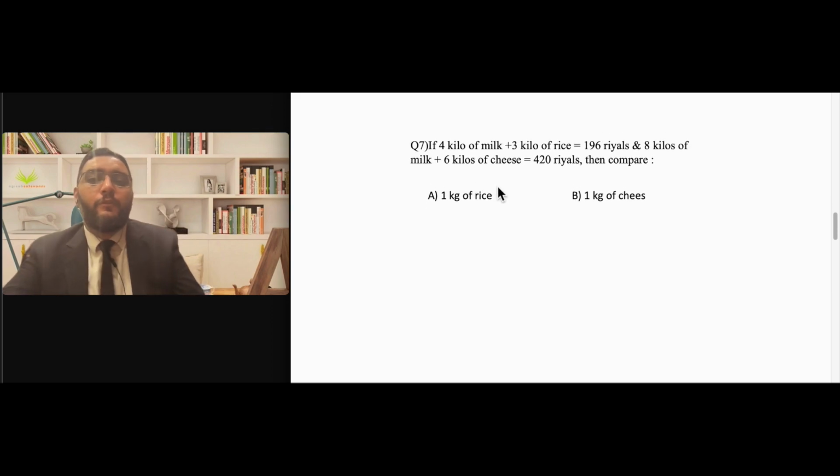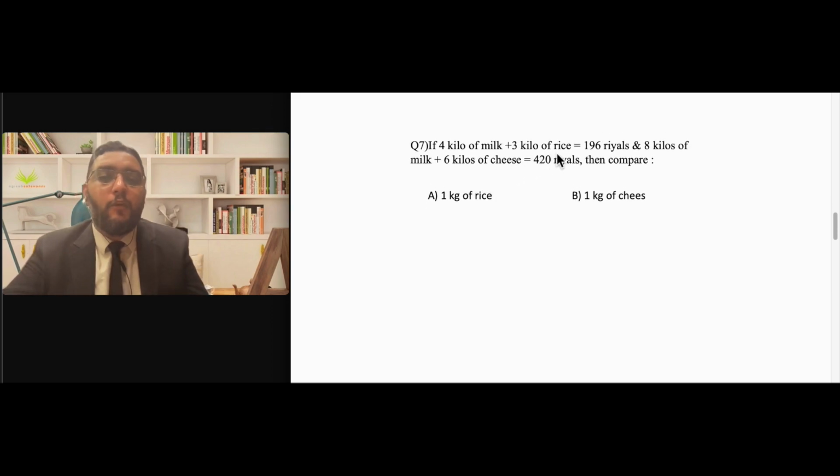If 4 kilos of milk plus 3 kilos of rice is 196 reals, and 8 kilos of milk plus 6 kilos of cheese equals 420 reals, then compare 1 kilogram of rice and 1 kilogram of cheese. Okay. Now in this question, we translate it into math.